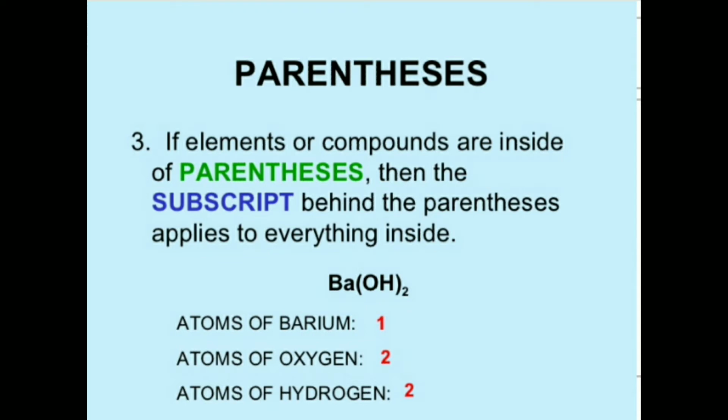In some formulas, you may encounter parentheses. Parentheses are used particularly for polyatomic ions found on Table E. In this formula for barium hydroxide, we can see that the subscript 2 is outside of the parentheses. When you have parentheses, the subscript outside applies to all of the elements within. So barium hydroxide has 1 barium, 2 oxygens, and 2 hydrogens.